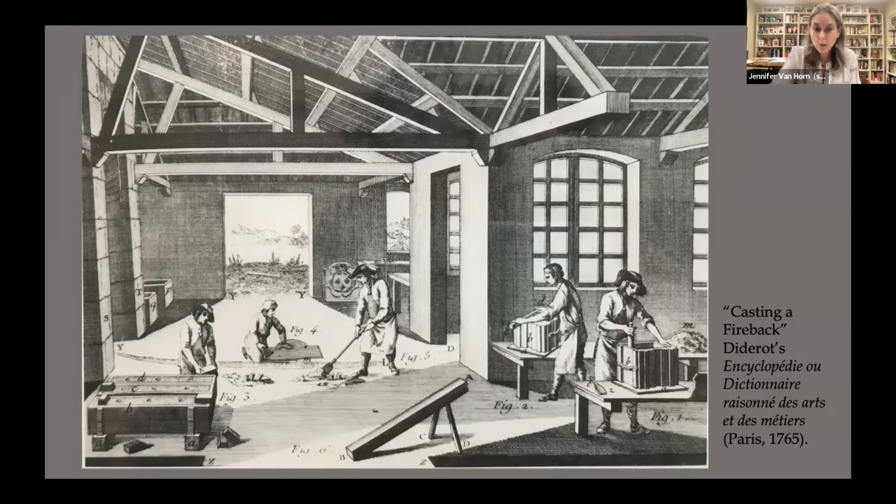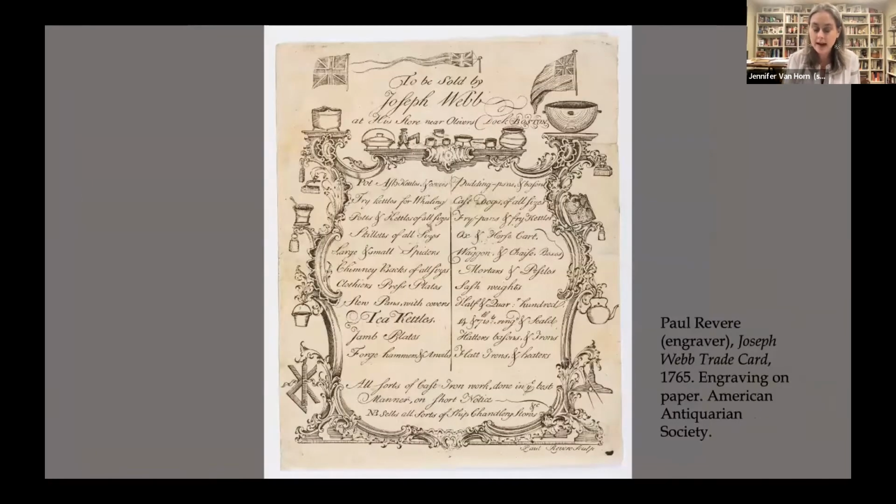North American foundry workers produced firebacks alongside iron bars, kettles, stoveplates, andirons, mortars and pestles, and window sash weights, as illustrated and enumerated in Boston foundry owner Joseph Webb's trade card, which you see here. And just to call your attention to what might be a General Wolfe fireback there on the right, and then at the top left, a figural andiron, which we'll return to later.